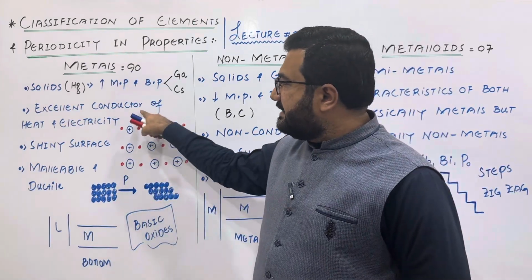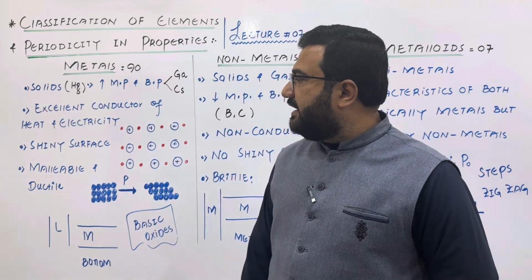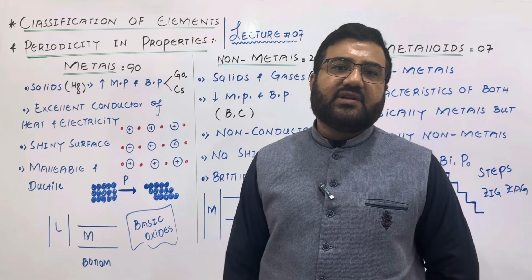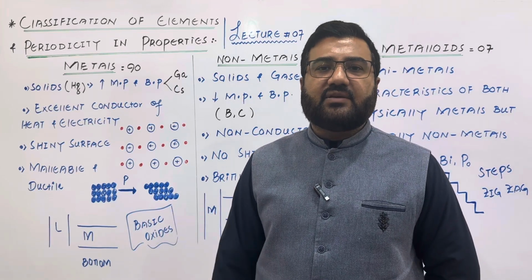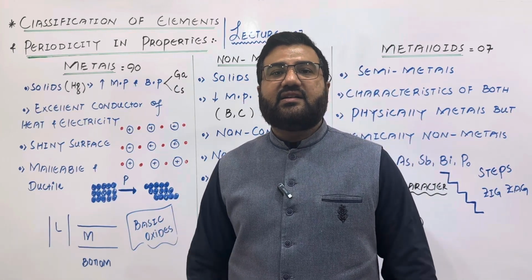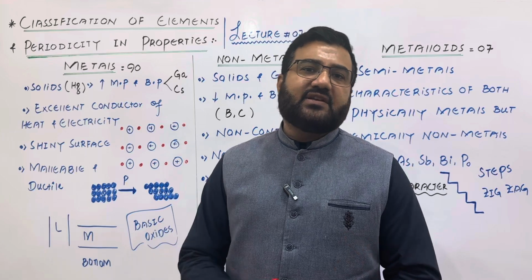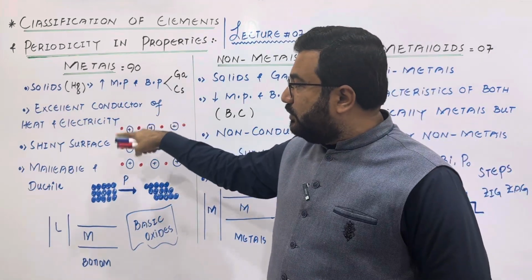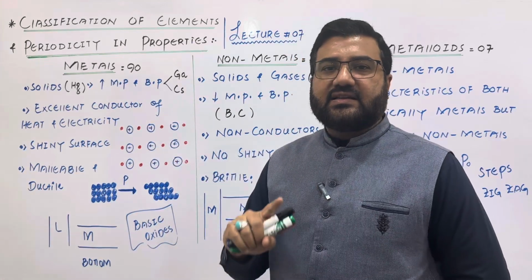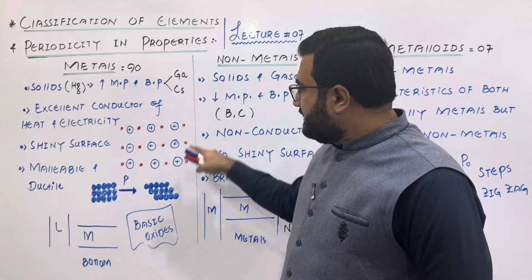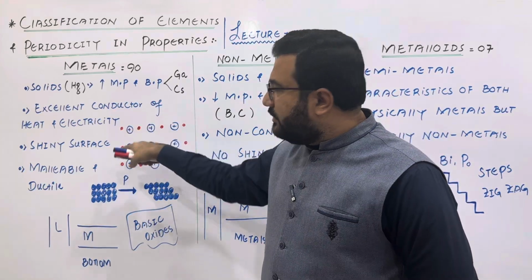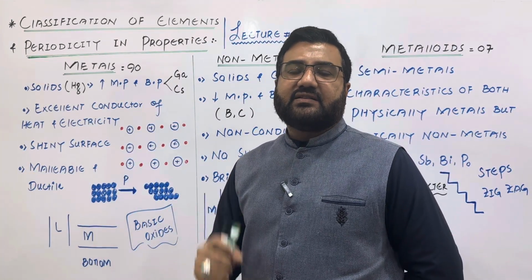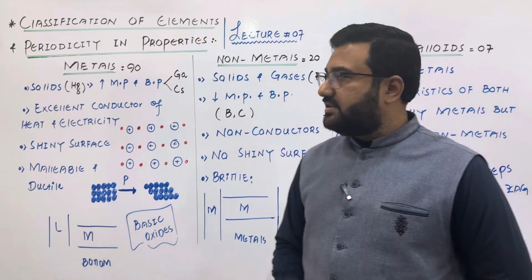The second feature is that they are excellent conductors of heat and electricity. All the electricity systems which are used in your houses are based on metals, especially wires made up of copper and silver. So they are excellent conductors of both heat and electricity, and this conductivity is due to the presence of free electrons. So electrical as well as thermal conductivity is due to the presence of free electrons in the metal structure.